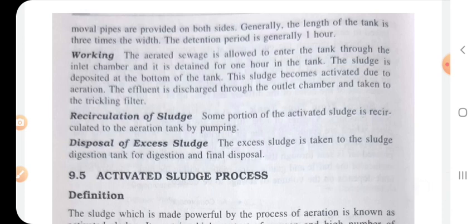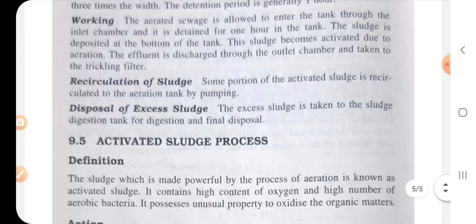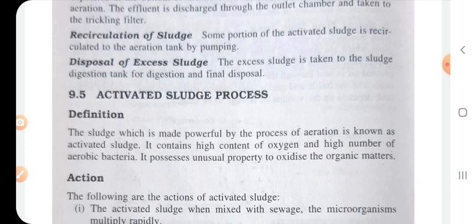Working: aerated sewage is allowed to enter the tank through the inlet chamber and is detained for one hour in the tank. The sludge is deposited at the bottom of the tank. This sludge becomes activated due to aeration. The effluent is discharged through the outlet chamber into the trickling filter. Some portion of the activated sludge is recirculated to the aeration tank by pumping. Excess sludge is taken to the sludge digestion tank for digestion and final disposal.